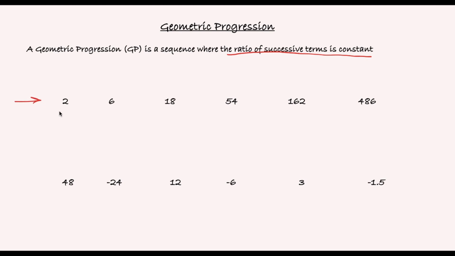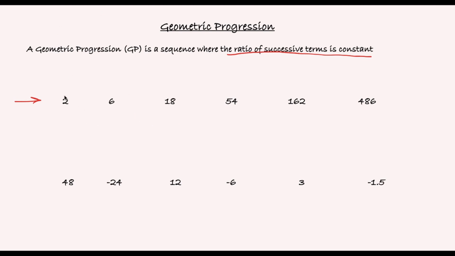For this first example, if we try to determine if this progression is an arithmetic progression, we would say 6 minus 2, that's equal to 4. But 18 minus 6 is not equal to 4. 18 minus 6 is equal to 12. As you can see, the differences between these terms are not equal. They are not constant. So this is definitely not an arithmetic progression.